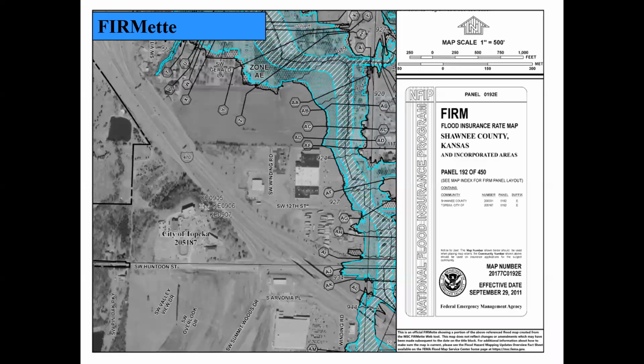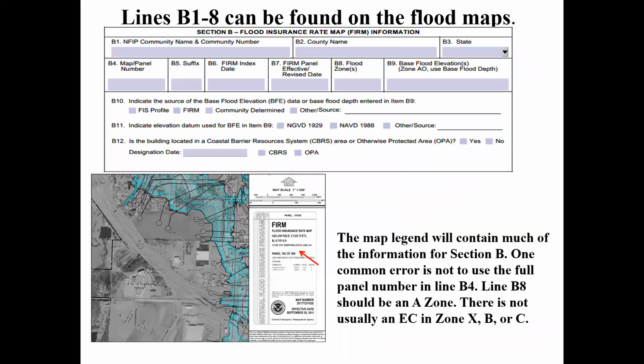So I'll flip back to this full page view. On the title block here, in the center of it, you can see where it gives you the two community names, Shawnee County, because we're in Shawnee County, and then Topeka is underneath that. And then to the right of that, it gives you the number, and that's your community number. It's a 6-digit number. Topeka is 205187. So that's what I would put in B1, Topeka, and then that 6-digit number.